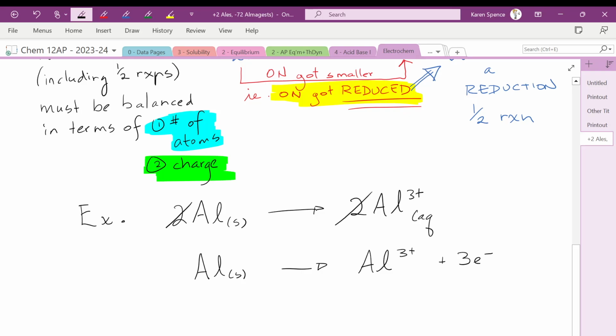Now, obviously, since the other half reaction was reduction, this one must be oxidation. Prove to me in 2 ways that this is oxidation.